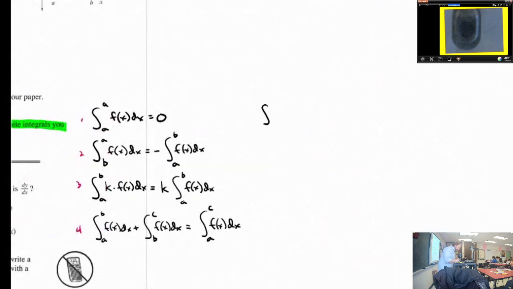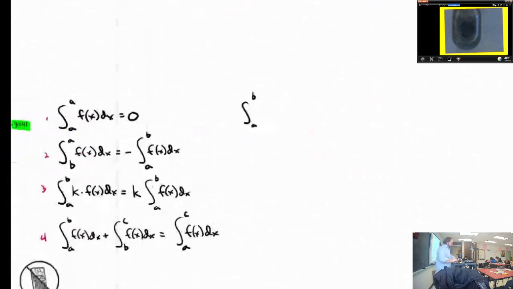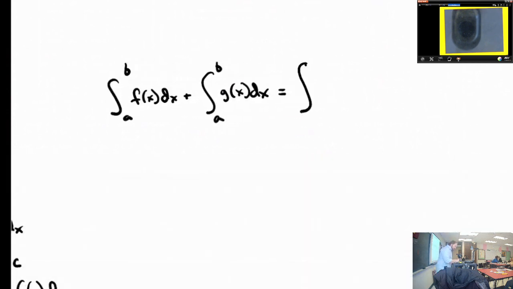So in this case, you have the integral from a to b. I'll zoom in a little bit closer to this one. If you have the integral from a to b of f of x dx, plus the integral from the same bounds, this is important, the bounds have to be the same, a to b, of some other function, g of x dx, you can combine these together. You can make it one integral from a to b of, in parentheses, f of x plus g of x times dx. We'll call this rule number 5.